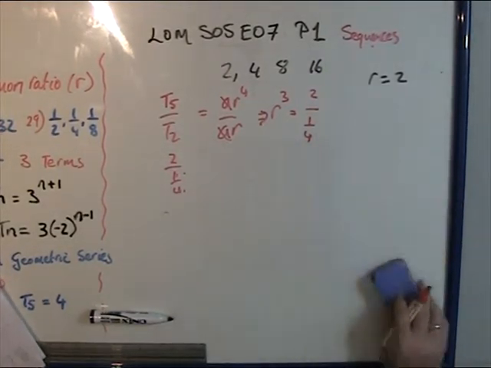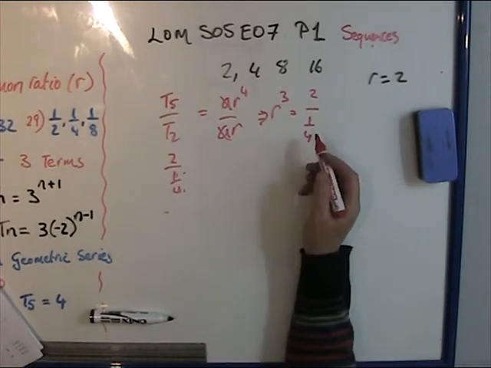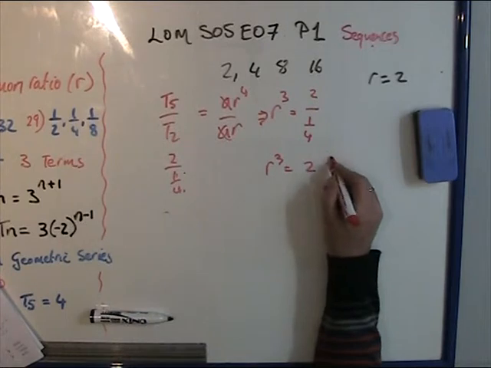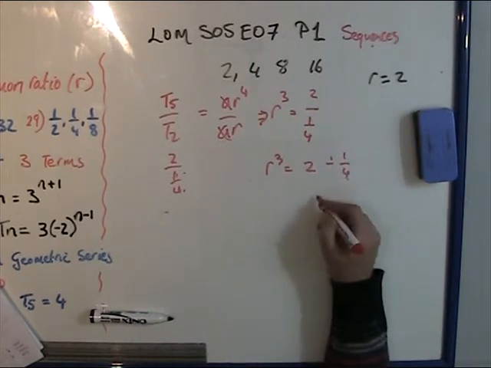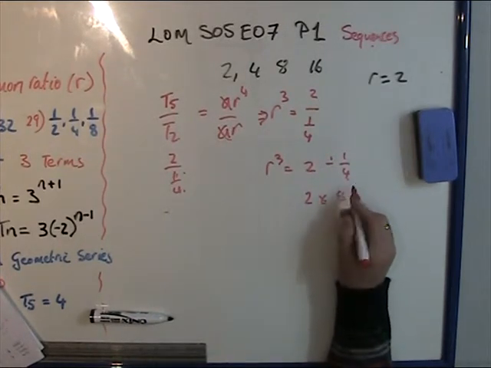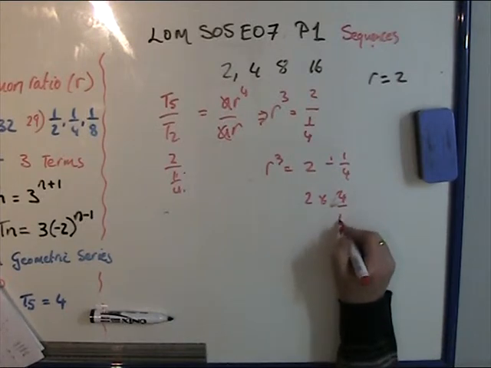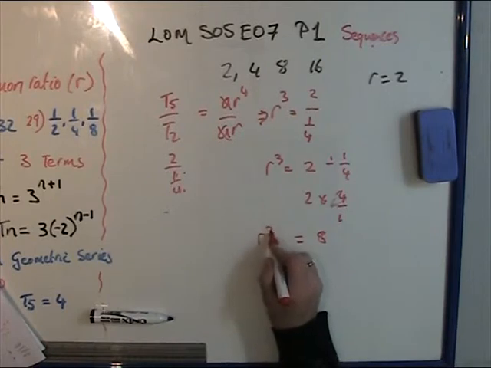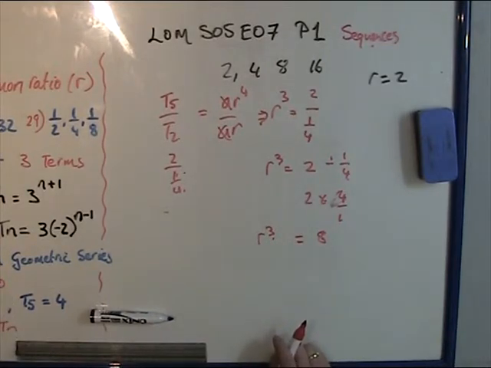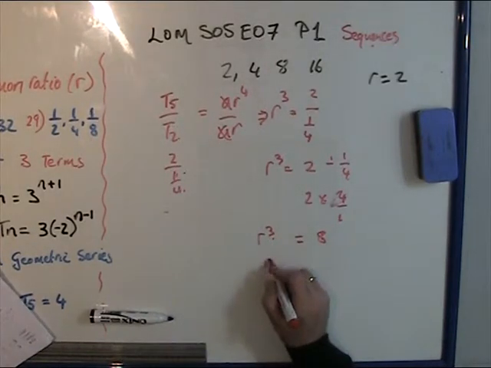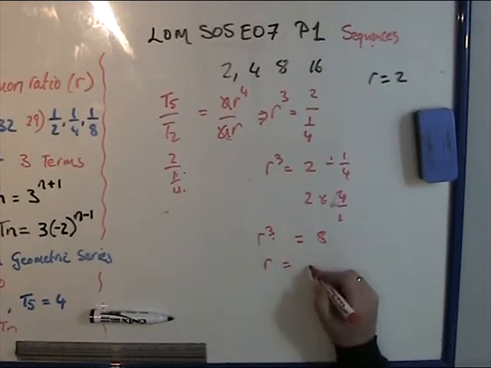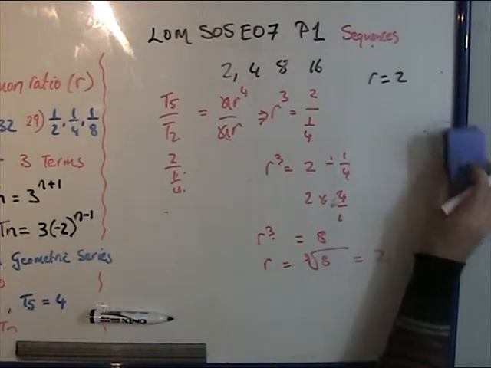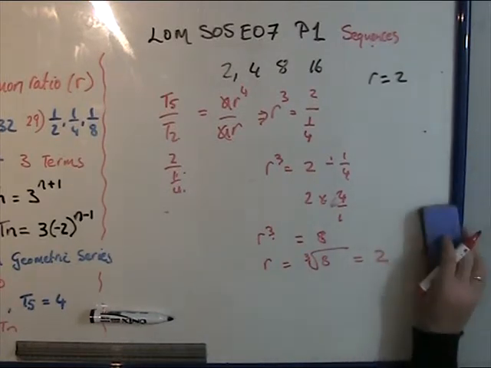Now we can start multiplying it out. R cubed is equal to 2 divided by a quarter. You turn it upside down, so it becomes 4 over 1, multiplied, and it becomes 8. So R cubed is equal to 8. That means R is equal to the cube root of 8, which is equal to 2. So that's my first answer: R is equal to 2.